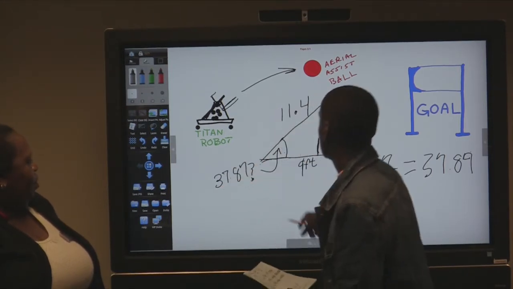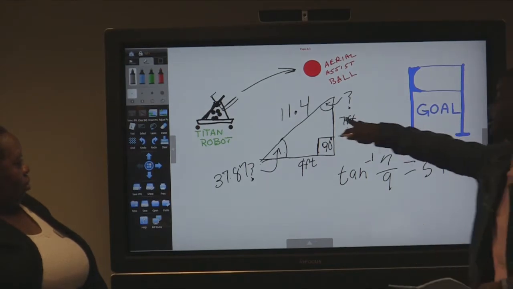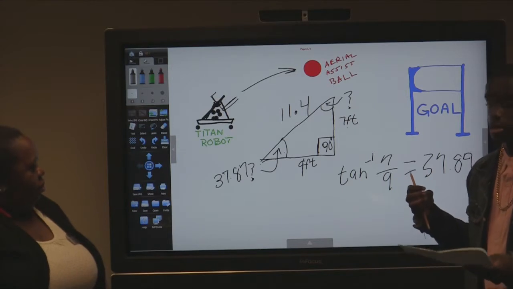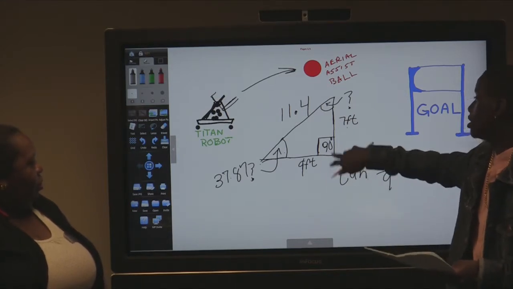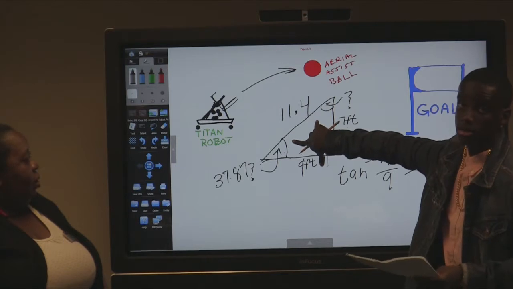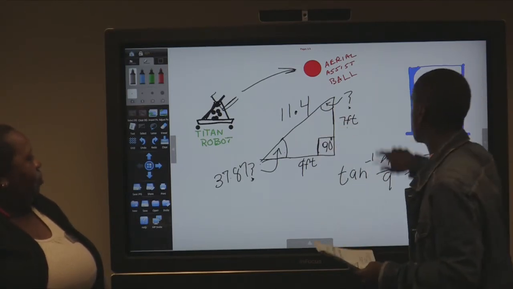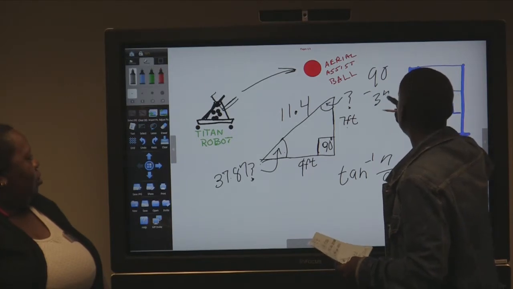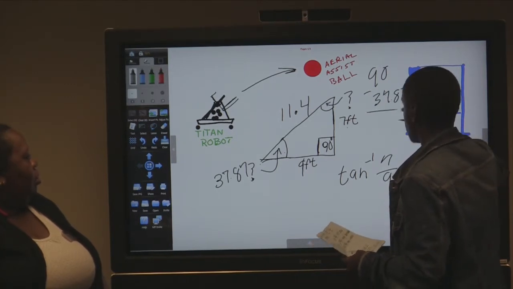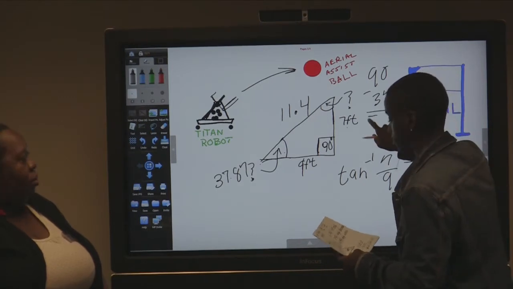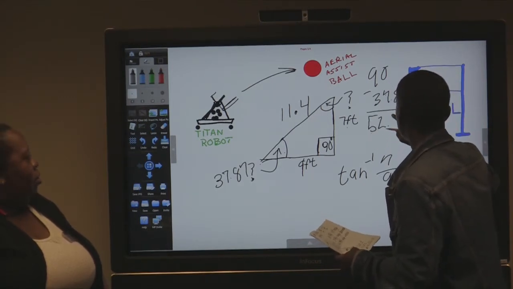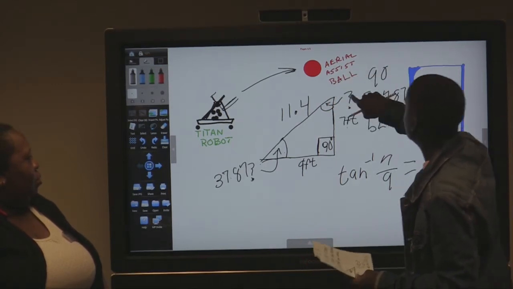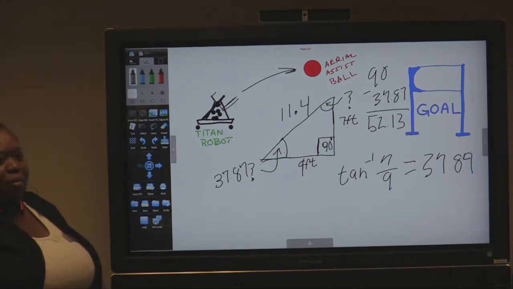So we know this angle is 37.87. To figure out our next angle right here, a whole triangle is 180 degrees, and we already have our 90. So these two have to add up to 90 degrees. We subtract 90 minus 37.87, and we get 52.13. That's our other angle of the goal right here, 52.13. And that's how we found the accurate shot.